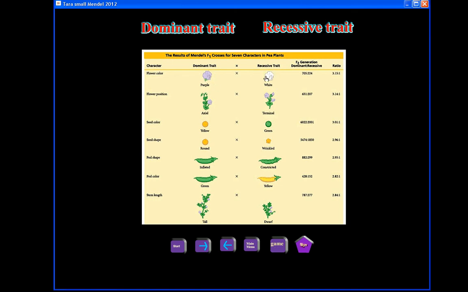So what he did was, with all these seven characters and with the contrasting traits, he said purple color dominates over white, and axial flower dominates over terminal, yellow seed dominates over green, round dominates over wrinkled, an inflated pod dominates over constricted, green pod dominates over yellow, and the tall plant dominates the dwarf.